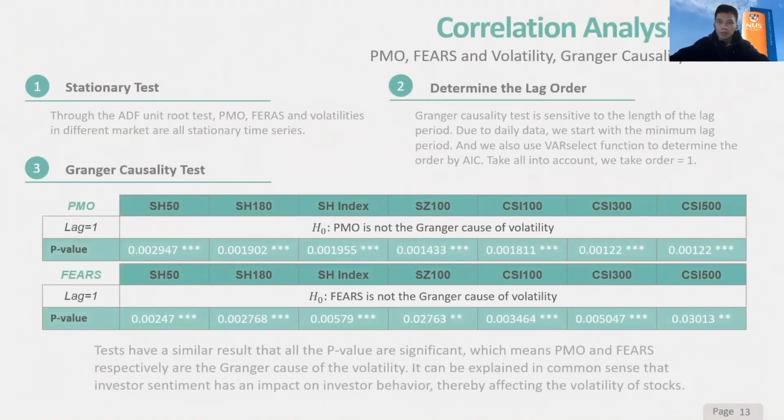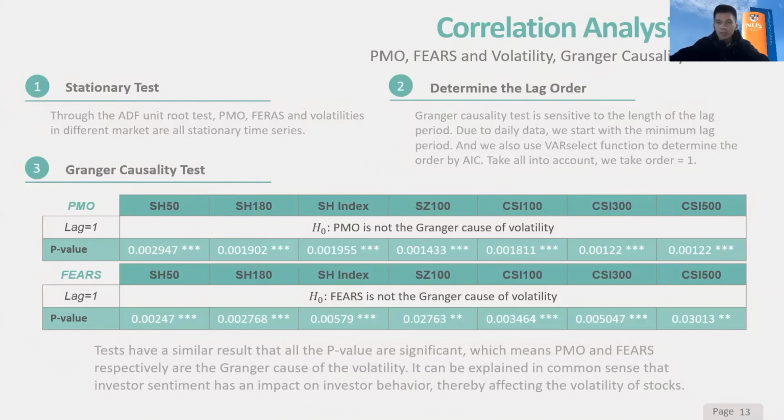The next part is the Granger causality test. To do this, we must ensure the stationarity of the series through the ADF unit root test. PMO, Fierce, and volatilities of different indexes are all stationary. Another important thing is to determine the lag order. This test is sensitive to the length of the lag period.